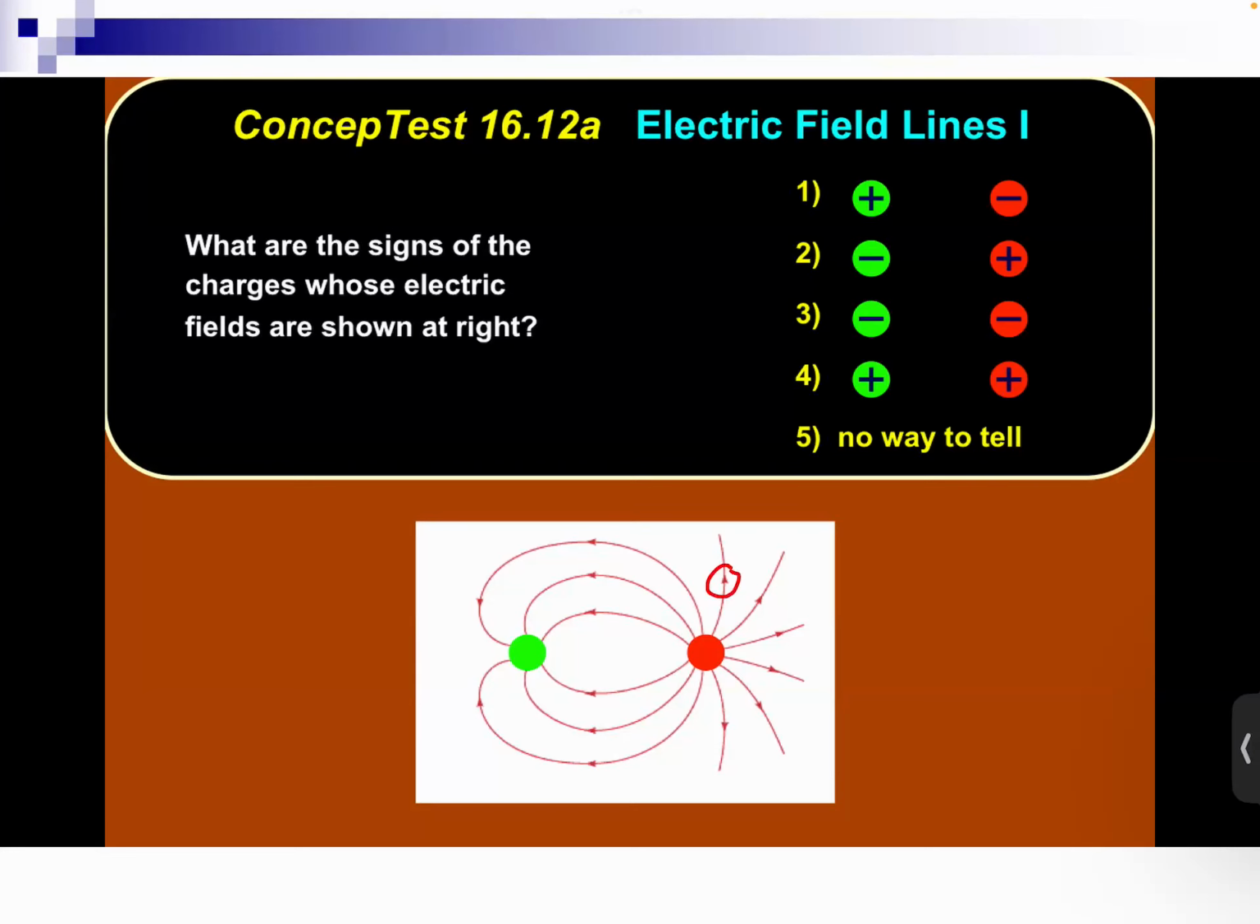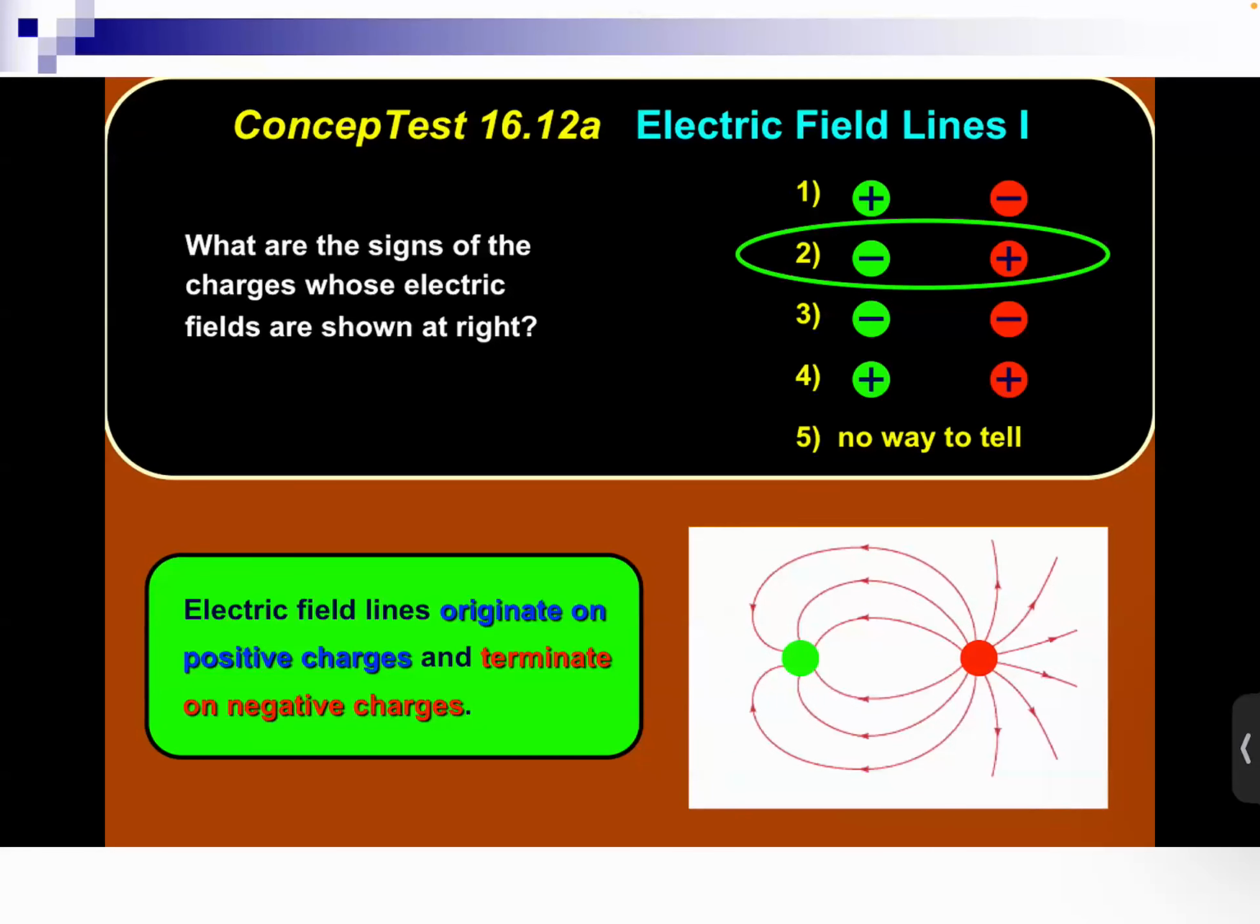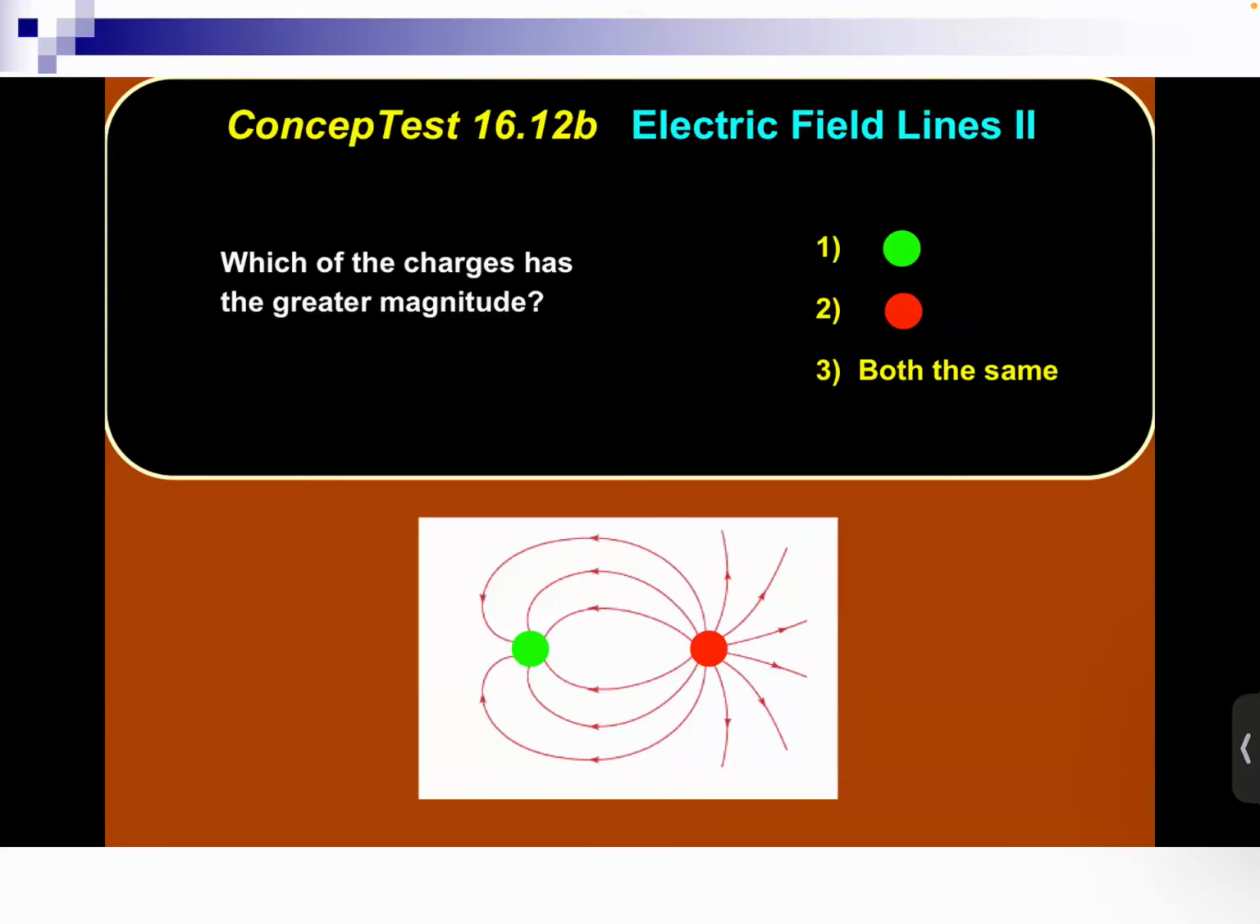Right, you can check the direction of the electric field lines. Electric field lines go from positive to negative, hence the red dot should be positive and the green dot should be negative. Right? Straightforward. Okay, which of the charges has a greater magnitude?